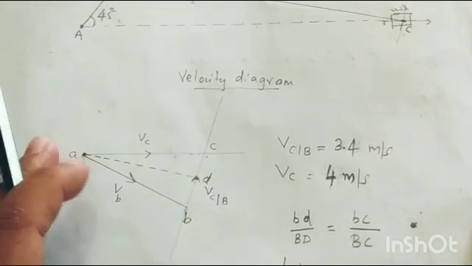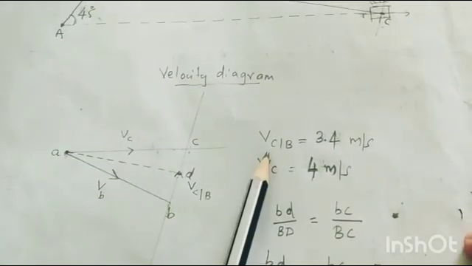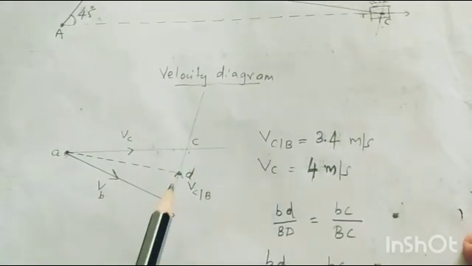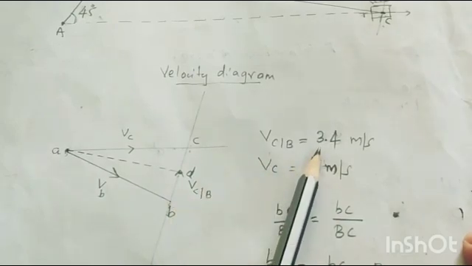So this is the required velocity diagram, and if you measure BC, you will get the value of VC given B. This is the vector BC. The measurement is around 3.4 that you will get.